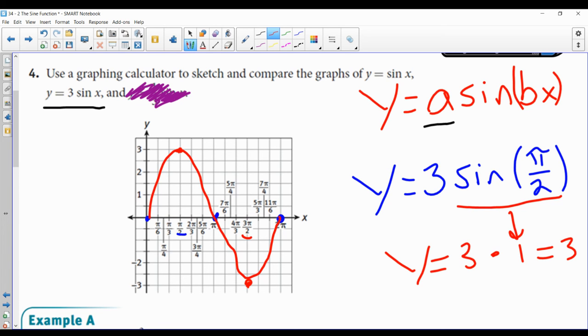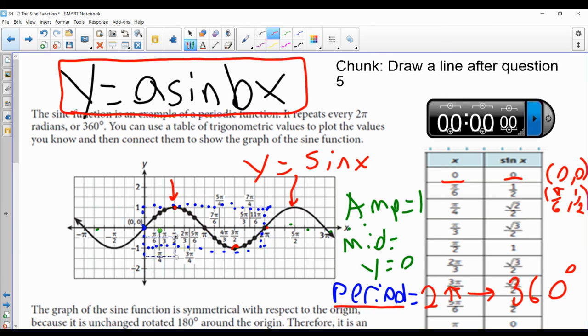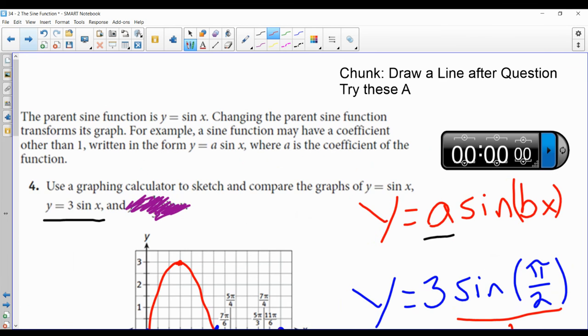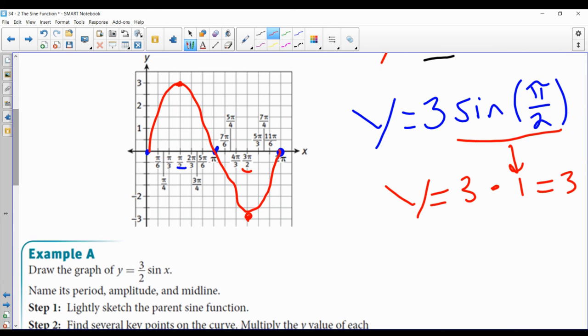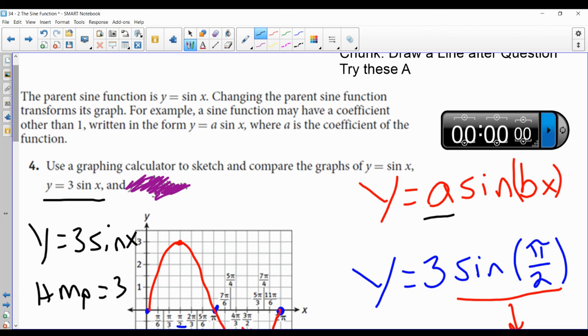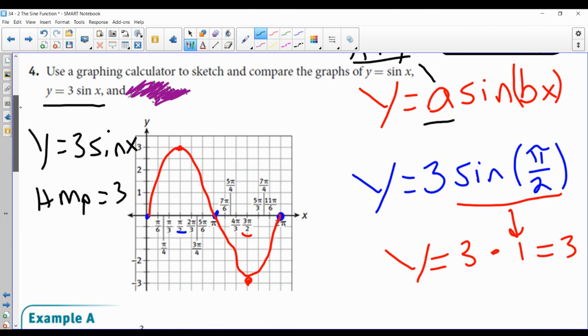This number, or this value of 3, directly relates to a specific part of the graph. While in this graph we had an amplitude of 1, this graph is going to slightly change. Now, because of this value in front, my amplitude is now 3. So we can automatically assume that this a value is just my amplitude. Okay? And it's an easy way to actually solve a lot of these out.